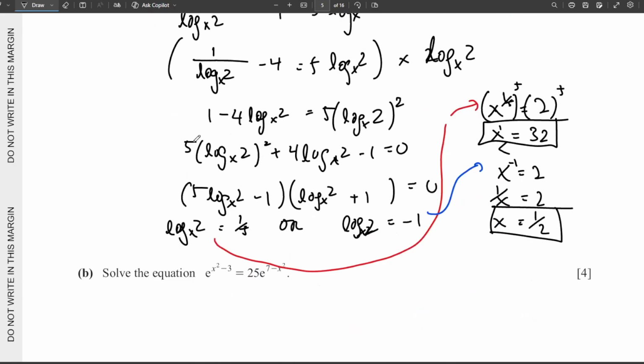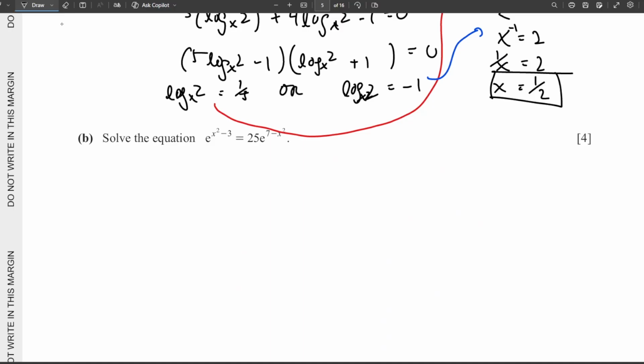Okay, that's question 3a. Question 3b, another exponent question. In this case, you have 2 e power x squared minus 3 equals 25 e power 7 minus x squared. So let me try and rearrange this. And this 25, I want to try and write it as an exponent.